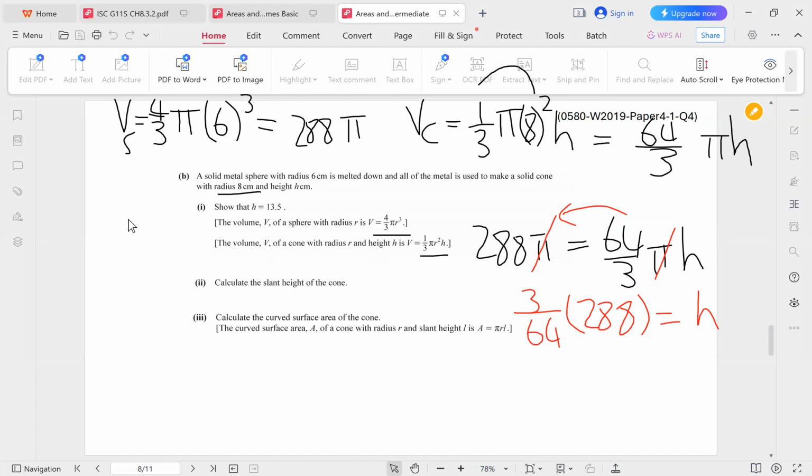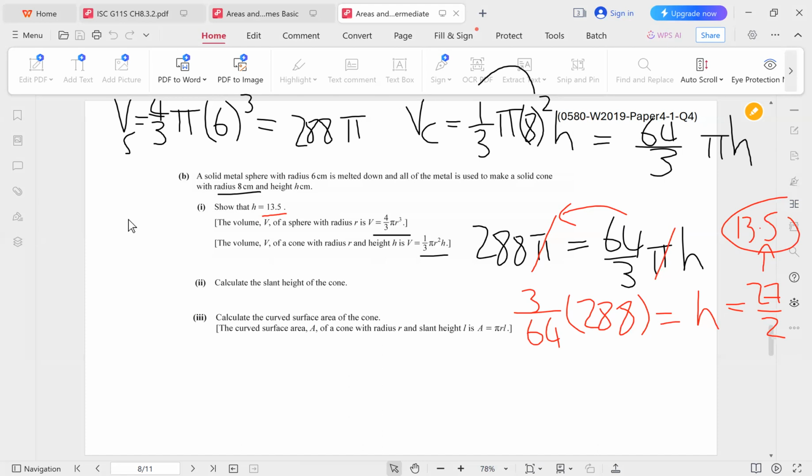Now 3 times 288 equals a number. Then we divide this number by 64. We get 27 over 2. 27 over 2 is the same exact number as 13.5. So this is the correct answer, because in the question, they already gave us what the correct answer is, and we were just supposed to prove it. So we know that we are correct so far.